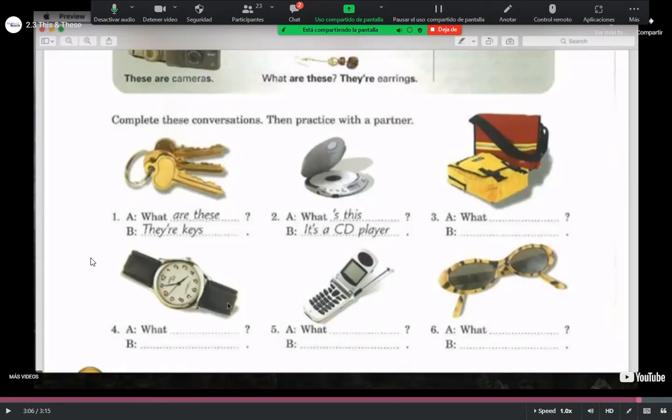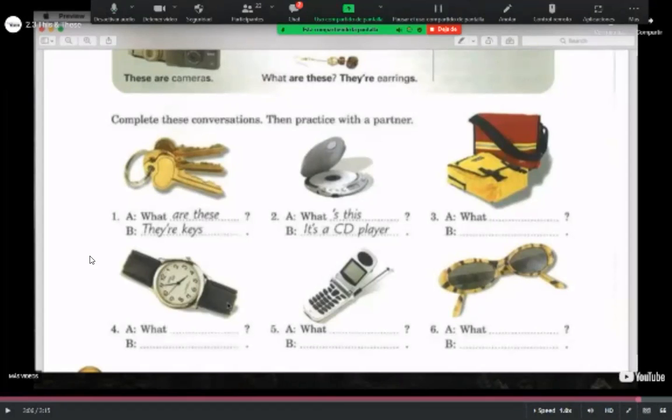Okay, what's question number two? Number two, it's plural. What are these? What are these? Unámoslo. What are these? Uh-huh. Answer. What's the answer? They are backpack. It's two backpacks. They are, le ponemos backpacks.